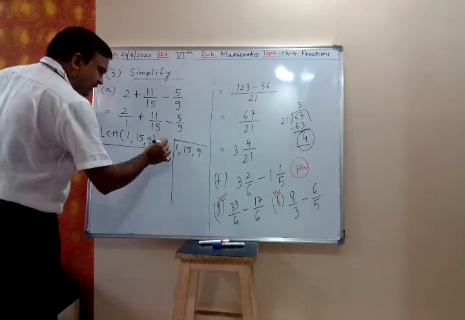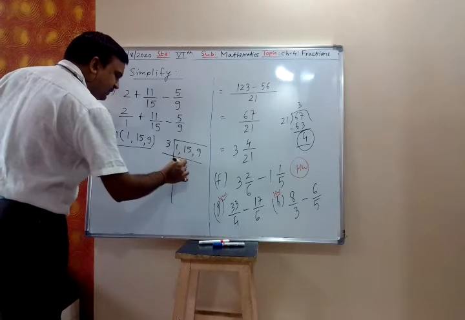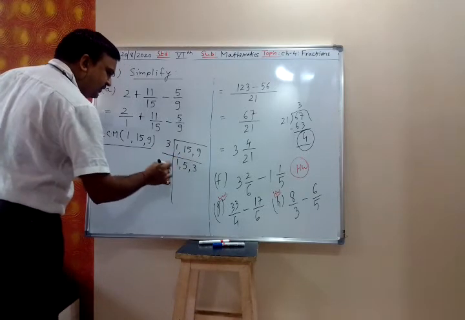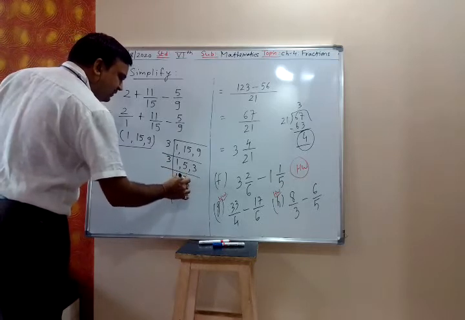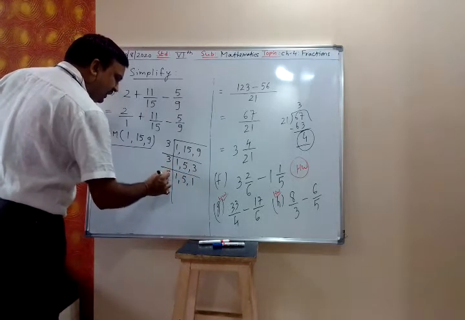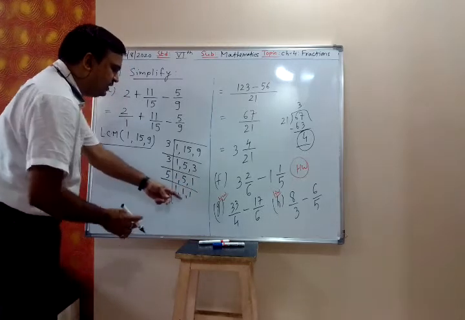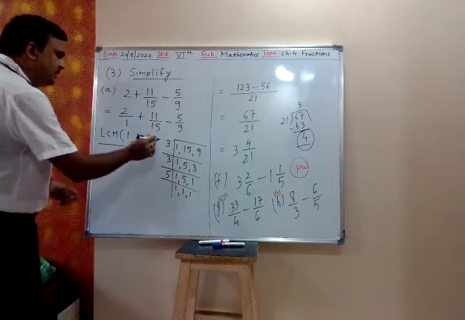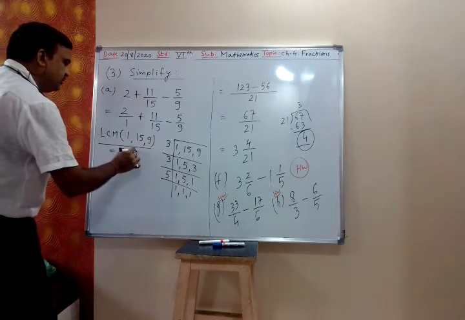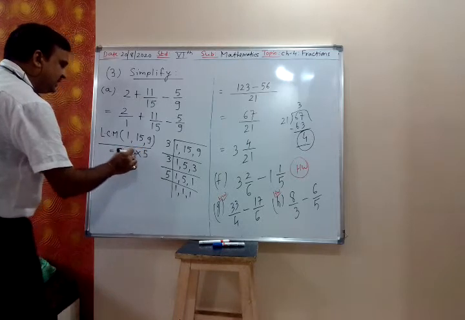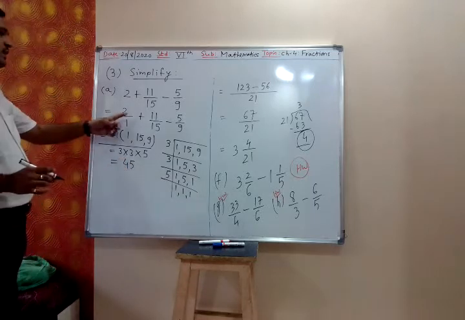So 1 will remain 1. Now 3 fives are 15. 3 threes are 9. Then I can take 3, 1, 5, 3 ones are 3. Then I can take 5, 1, 1, 1. Whenever you get 1, 1, 1, you have to stop. So the LCM is 3 into 3 into 5. 3 threes are 9, 9 fives are 45. So the LCM of the denominators is 45.